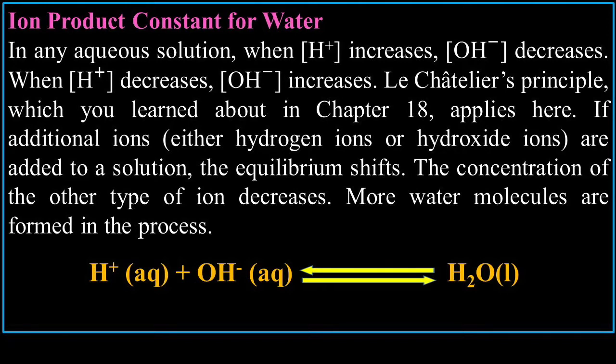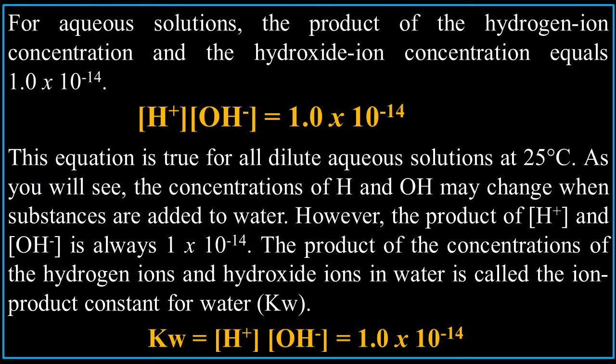Now look at the equilibrium equation below. That's where we're going to get the ionization equation from, that equation for water. Very, very, very important. For aqueous solutions, the product of the hydrogen ion concentration and the hydroxide ion concentration equals 1 × 10⁻¹⁴. That's because they're both 1 × 10⁻⁷.